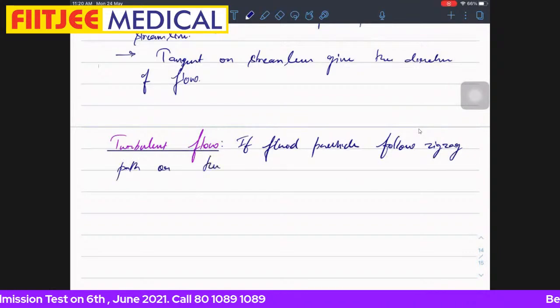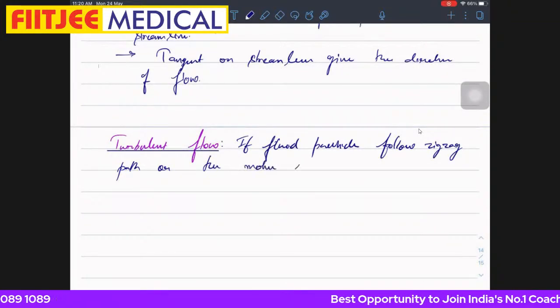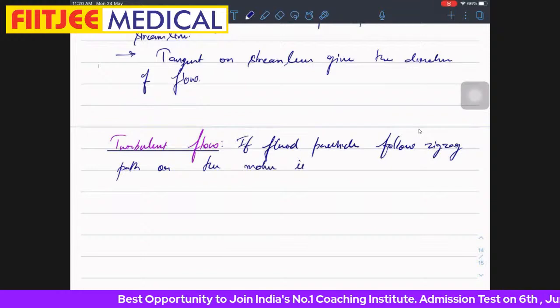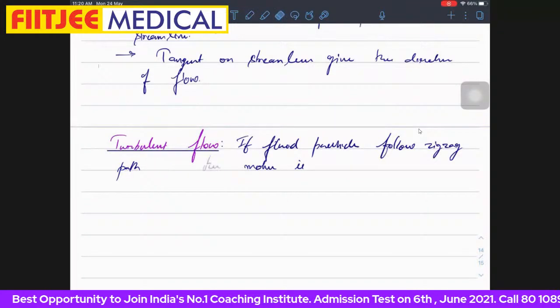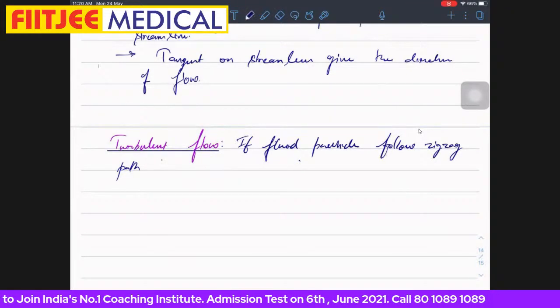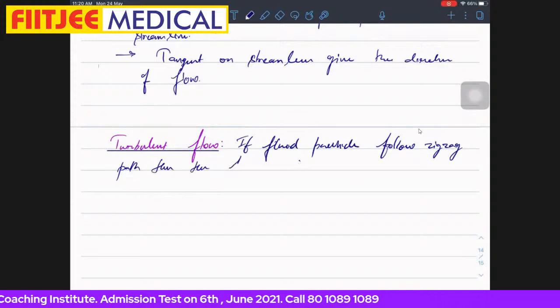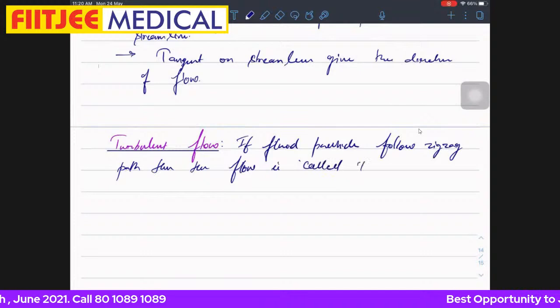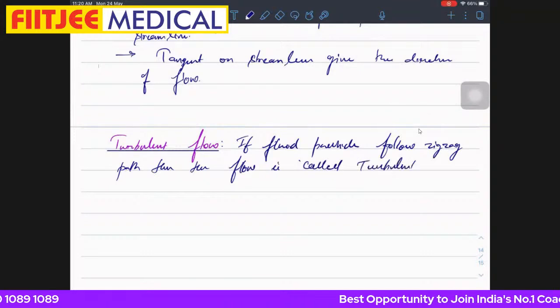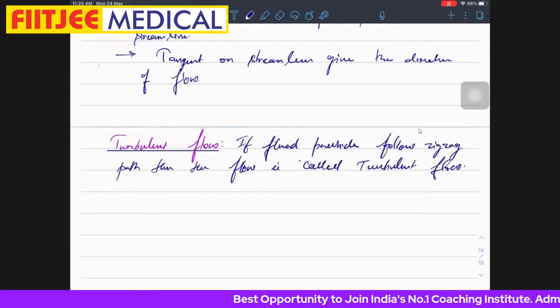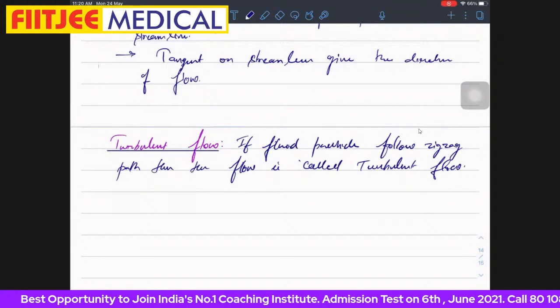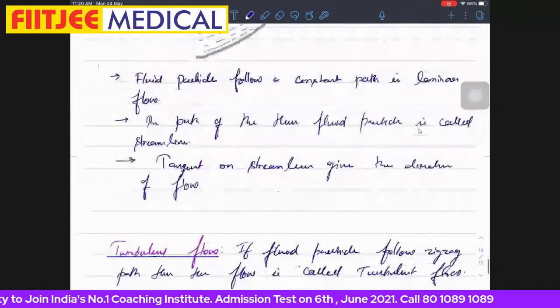or the motion is simply a zigzag path, then the flow is called turbulent flow. Here you can't decide about what is going to be the path of the particle. It's just random. So that's why it is called random flow, turbulent flow.